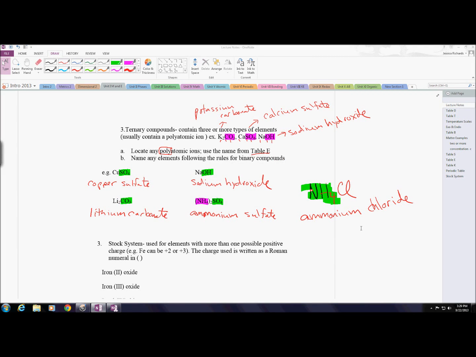We're going to continue naming, and we're going to add something called the stock system. So you learned how to name binary compounds and ternary compounds. I'm giving the stock system in the last part of these notes its own lecture, its own video, because the stock system is something that can be a little confusing at first until you get used to it.